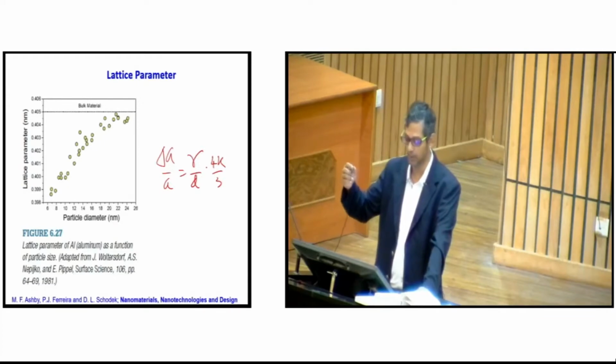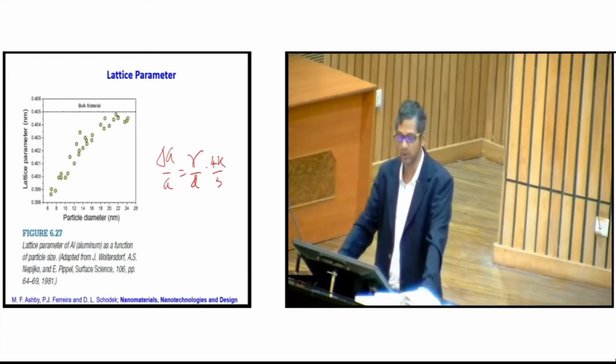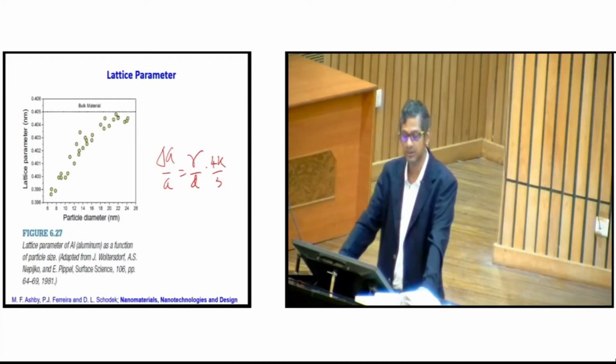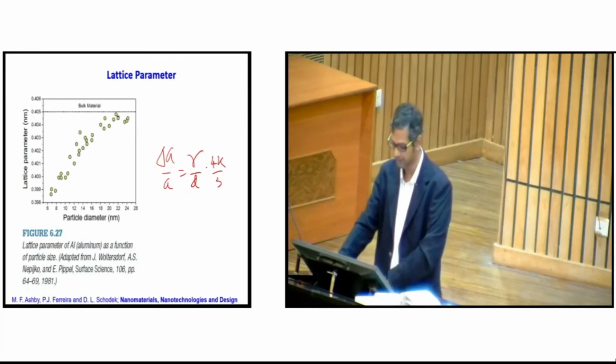And in a few experimental cases, the lattice parameter does decrease as the size decreases. Significantly, the lattice parameter can decrease quite a bit, about 1 angstrom for pure aluminum, when the particle size goes down to 6 or 7 nanometers. That's very, very high when you talk about the lattice parameter decreasing to such a level.